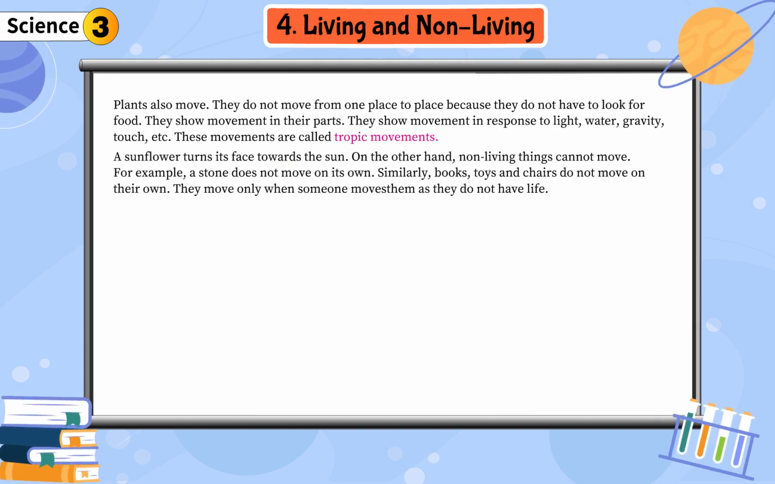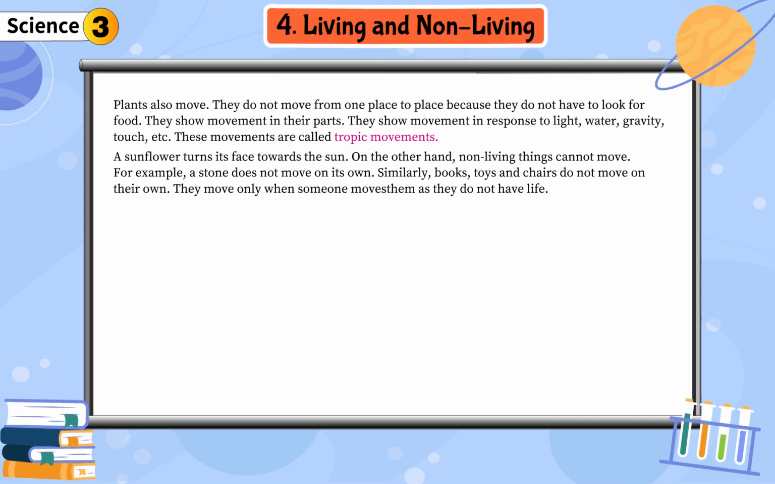Plants also move. They do not move from place to place because they do not have to look for food. They show movement in their parts. They show movement in response to light, water, gravity, touch, etc. These movements are called tropic movements. A sunflower turns its face towards the sun.